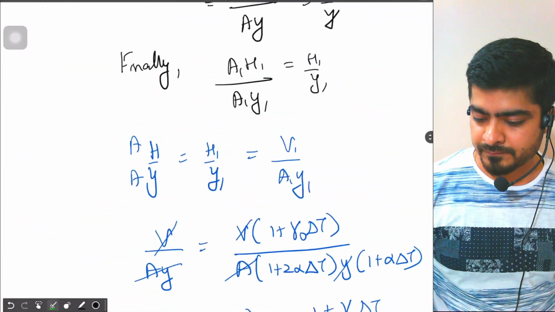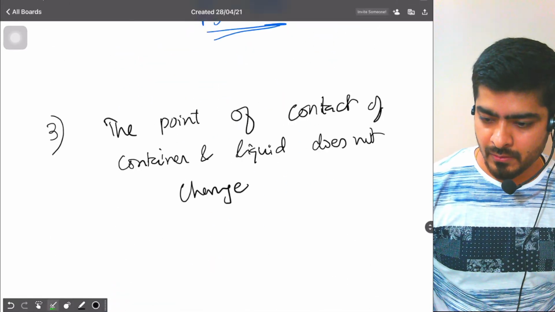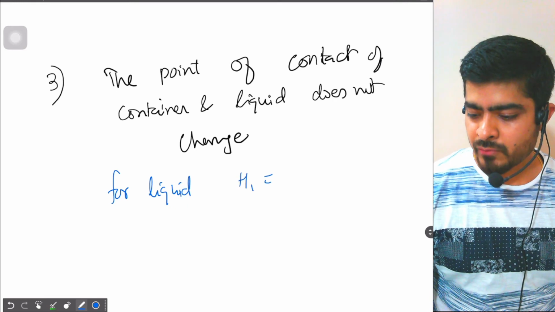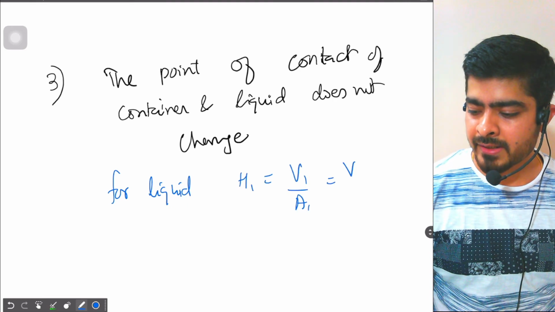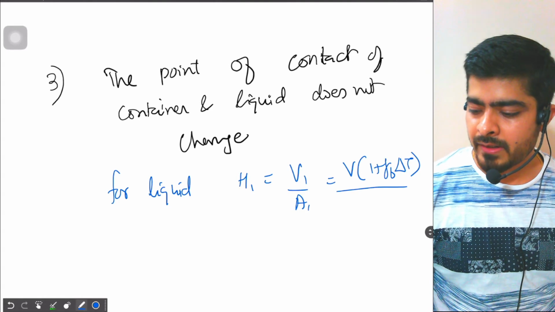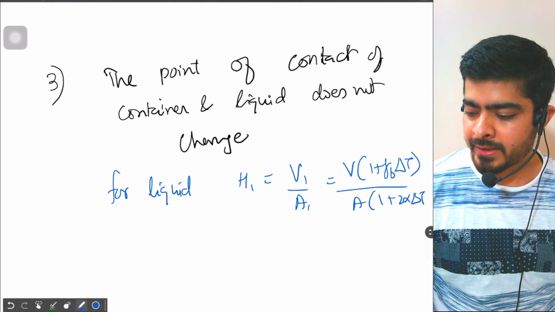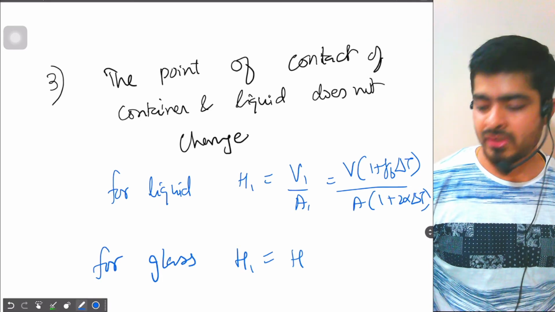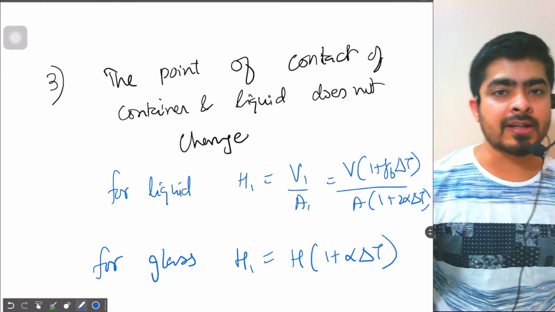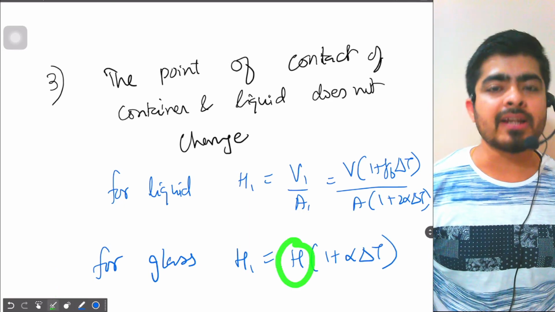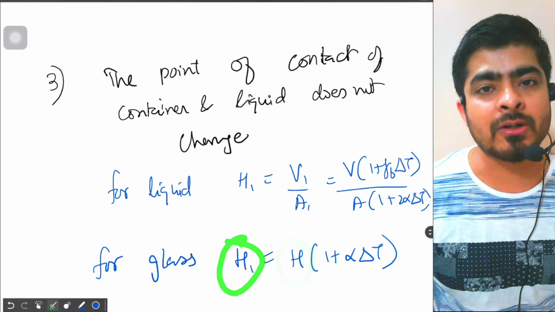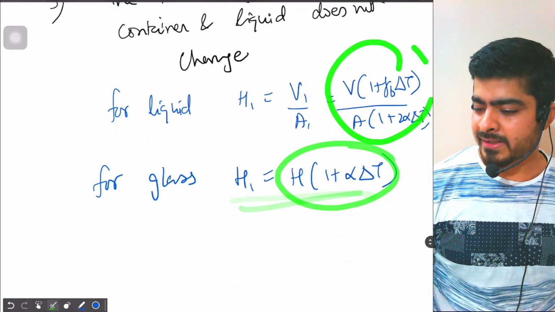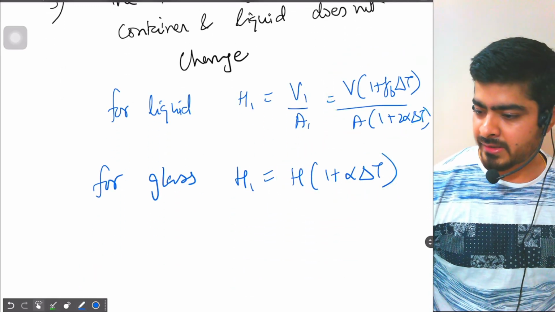So for the liquid, h1 equals V1 by A1, that is V1 plus gamma naught delta T, divided by A1, which is A1 plus 2 alpha delta T. And for glass, h1 is equal to h times 1 plus alpha delta T. We took the glass rod, right? The glass rod had initial height h and final height h1, same as that of the liquid. So we have to equate both of them basically. So just write this down over here.